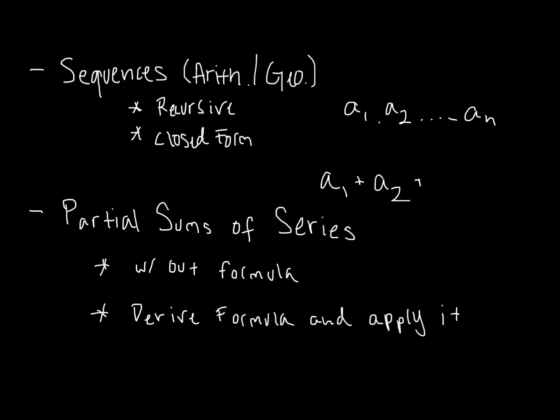And so you can maybe remind yourself of the chessboard story that we talked about, and that can give you some reference. For series, we want to find the partial sums. We're not going to add up all the terms. We want to stop at some point based on the situation we're dealing with. And so you can do this either without the formula by adding them up by hand, or we can derive a formula and then apply that formula.